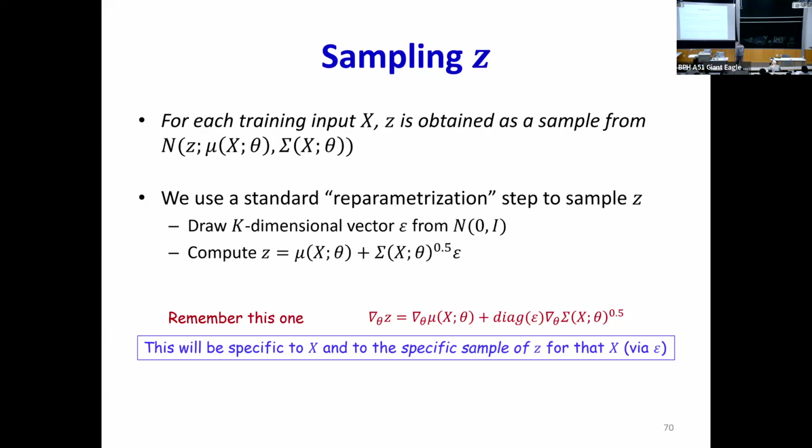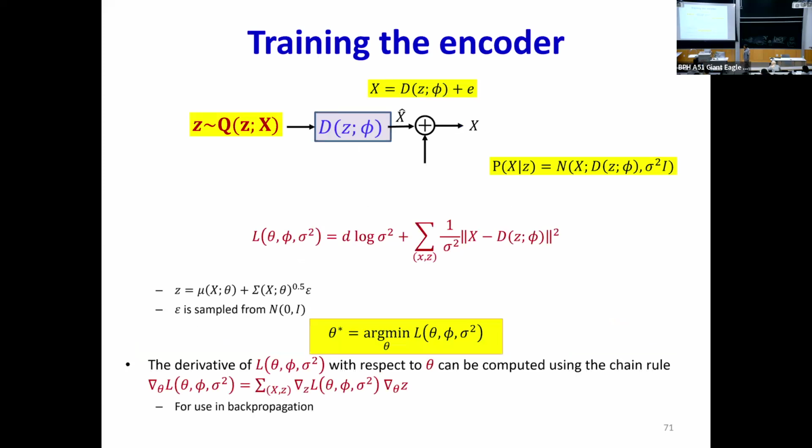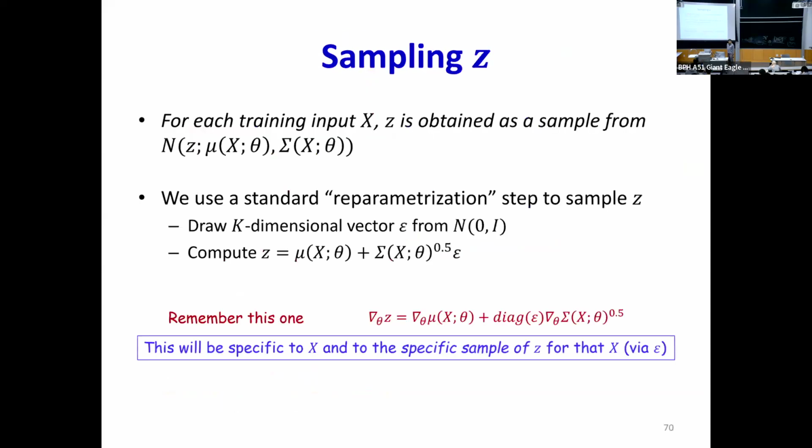And now you can differentiate Z with respect to theta. So this is a sampled Z from Q, and this can be differentiated with respect to theta. And what about the decoder side? If I want to minimize the loss, which is the negative log likelihood of the decoder with respect to theta, I have to use the chain rule. I have to compute the derivative of the loss with respect to Z times the derivative of Z with respect to theta, and the derivative of Z with respect to theta can be obtained from this formula over here, okay?